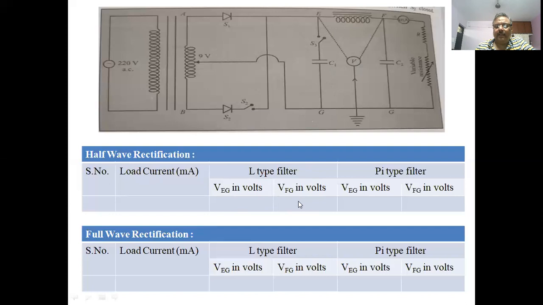After filtration it is FG. For the L type of filter, there is a switch provided here. If we open the switch, this is the L type filter. If we close the switch, this capacitor is also connected, so it becomes a pi type filter. So we note the voltages for both the L and pi type filters, both the voltages before filtration and after filtration. A similar procedure is adopted for the full wave rectification.